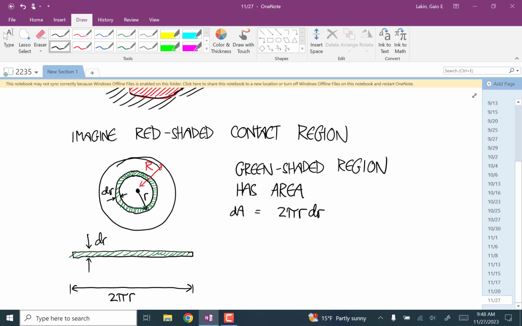Okay, and so what we're going to do is figure out the infinitesimal normal force on this ring. Then we're going to multiply the normal force by the coefficient of friction to get the total friction force applied by this ring. And then based on the moment arm of this ring, we're going to multiply it by the moment arm to get the couple of that ring. Then finally, we'll integrate them all.